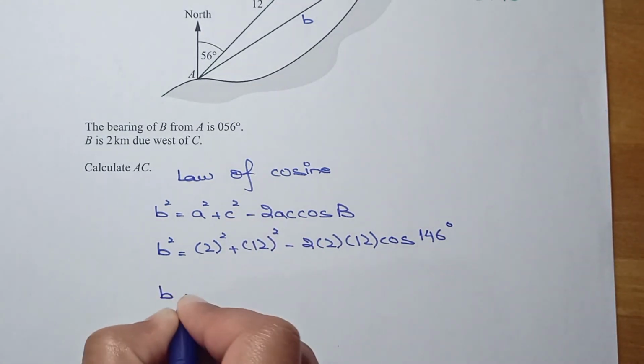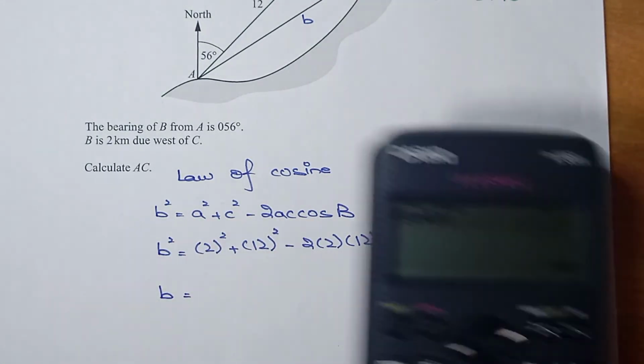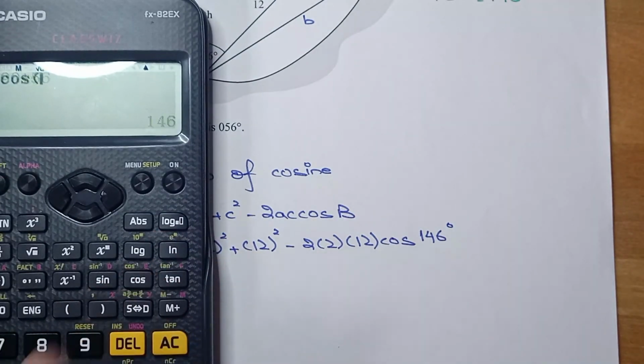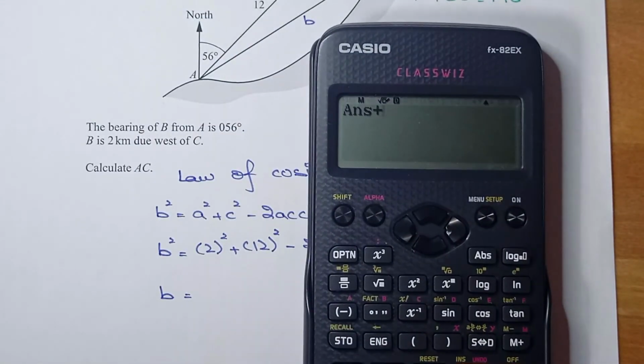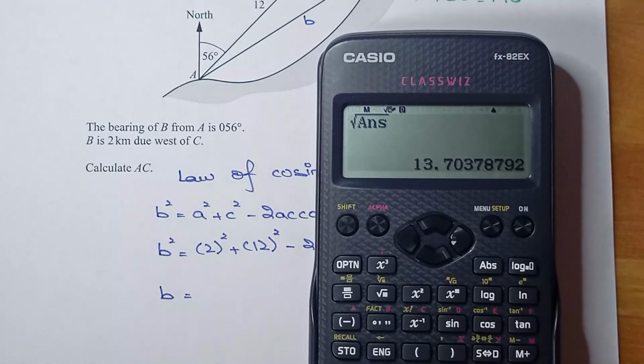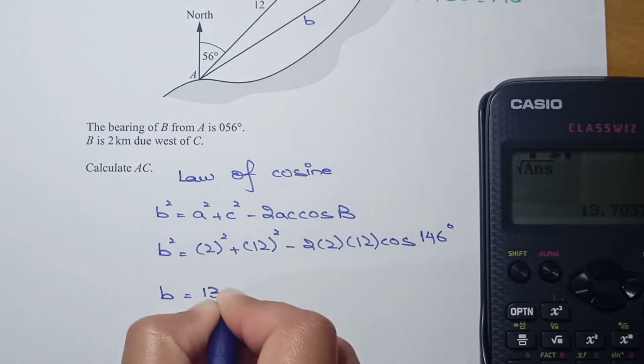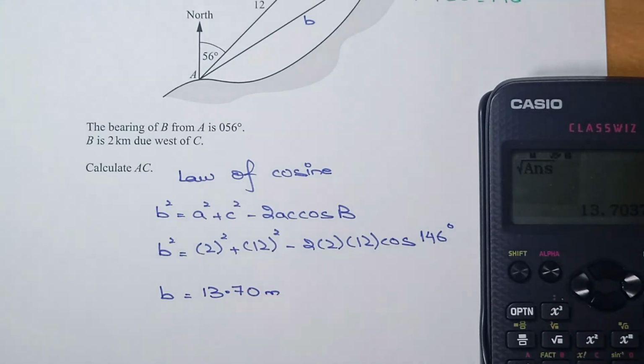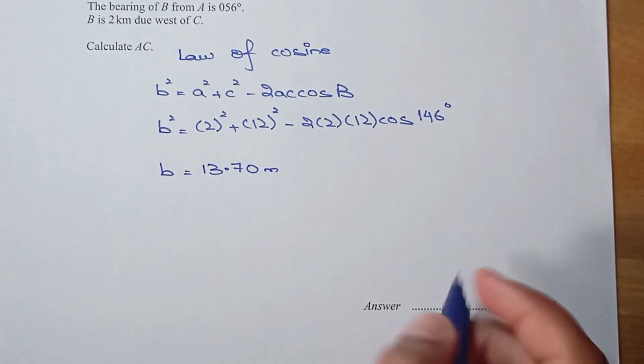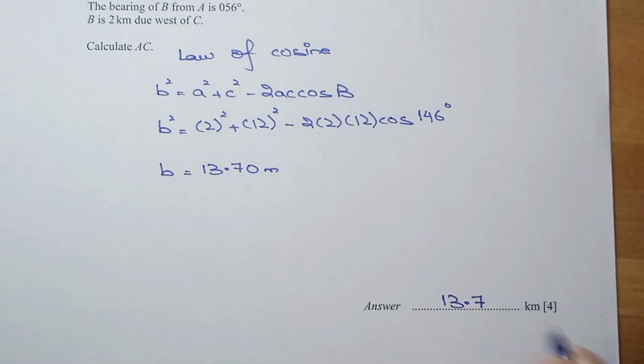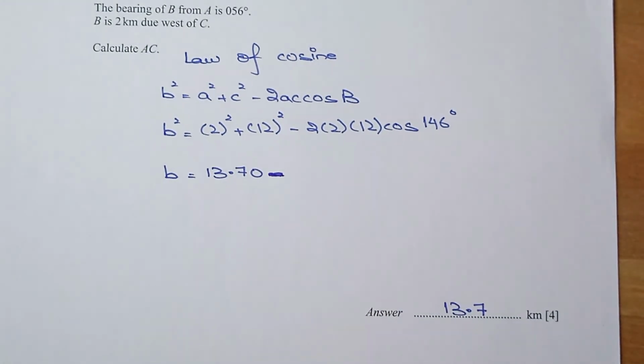So the value for B is basically the square root of this expression. If I find cos 146 and then multiply by 12 times 2 times -2, and then add 12 square which is 144, and then add 2 square which is 4, and then take the square root to get B, we have 13.70. So 13.7 is the length of side AC. Sorry, it's kilometers, not meters. This is in kilometers.